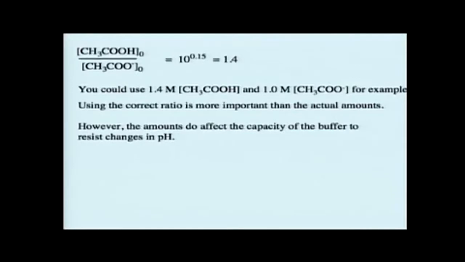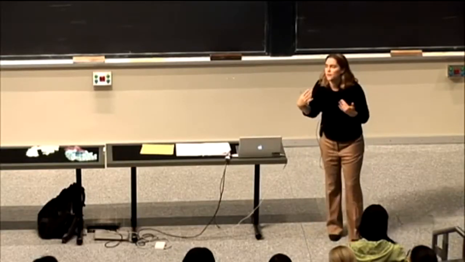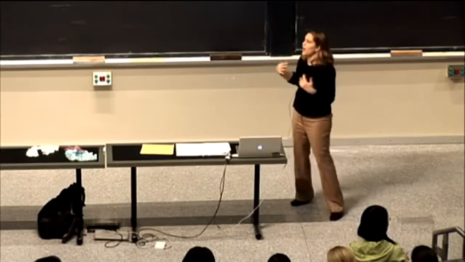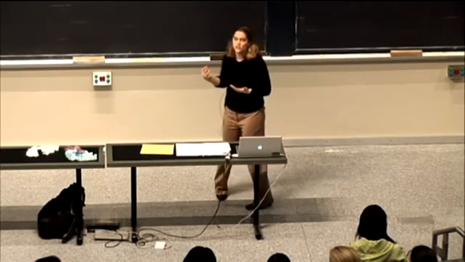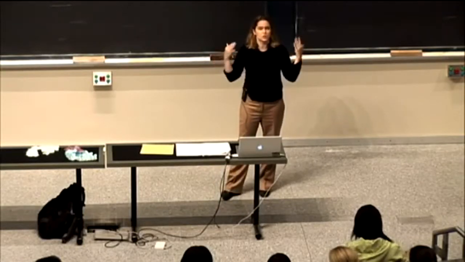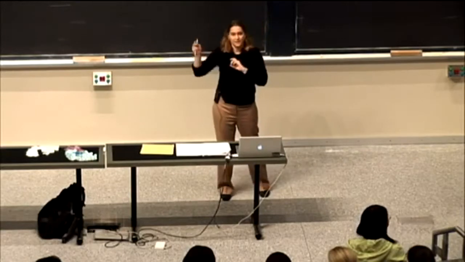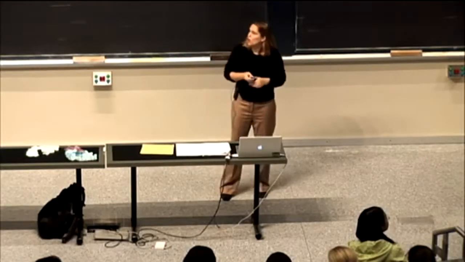However, the amounts get to this issue of the capacity of the buffer, how resistant it is to changes in the pH. So if you use too low concentrations of both, it won't be all that resistant. So if you need to have a better buffering capacity, the higher concentrations you should use. And you can use Henderson-Hasselbalch then to calculate the minimum amount you use to have that 5% rule work.